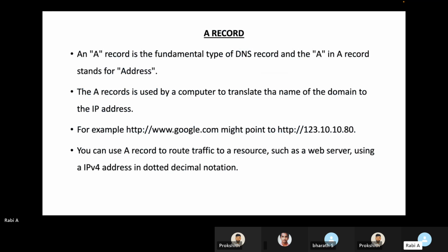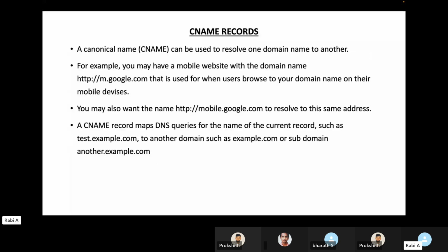Okay. The next record we have is your CNAME records. Now, CNAME records can be used when you want to map a URL to a URL. For example, let's say you want to do a redirection. Then you can make use of your CNAME records. CNAME stands for canonical name and can be used to resolve one domain to another domain.